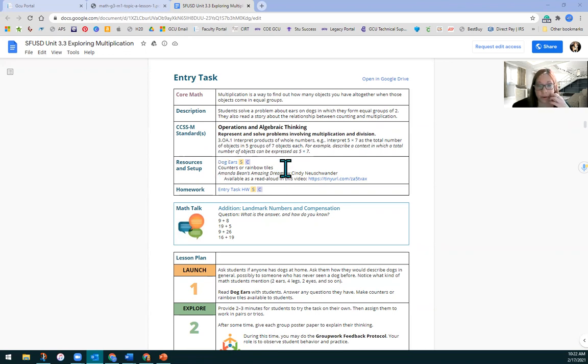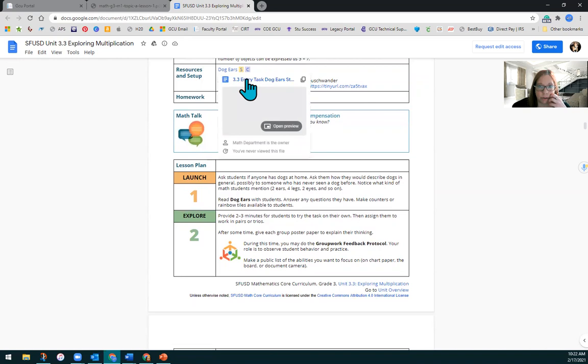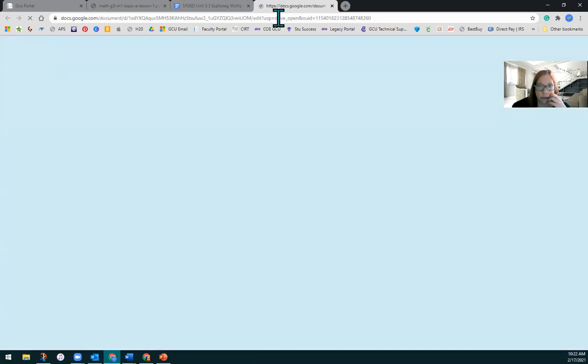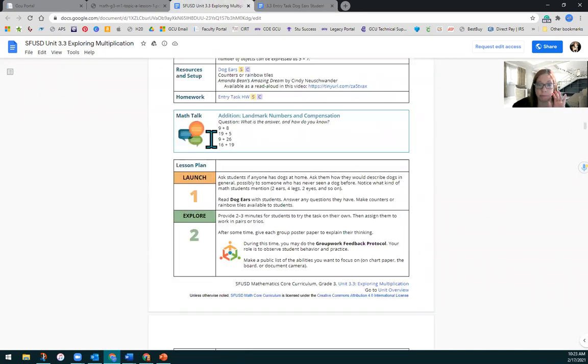So you would start with this problem, which is called dog ears. And if you click on it, they'll show you what it looks like. Let's check quick. Marlena is walking 3 dogs. Each dog has 2 ears. How many ears do they have all together? And so you just give them that problem by launching it. And you ask any students if they have any dogs at home. How would you describe them? And then you maybe want to notice any math they mentioned, like they have 4 legs, 2 ears, 2 eyes, and so on.